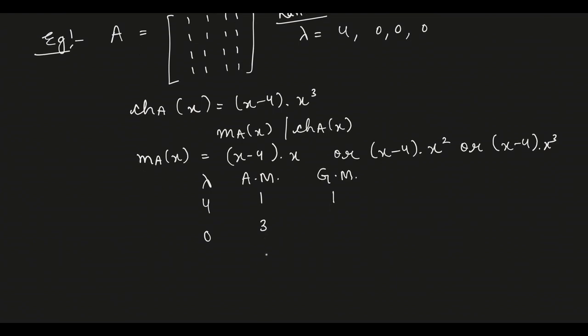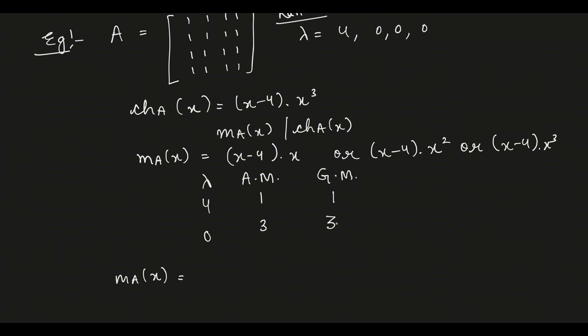Now I need to find the minimal polynomial. For this, I can do one thing: firstly, what will be the GM for lambda equal to 0? 3. GM for lambda equal to 0 is also 3.